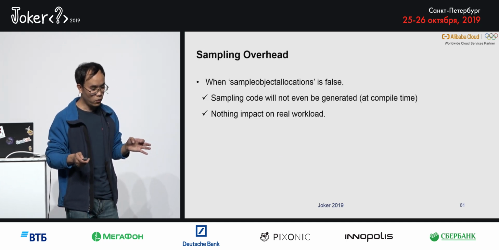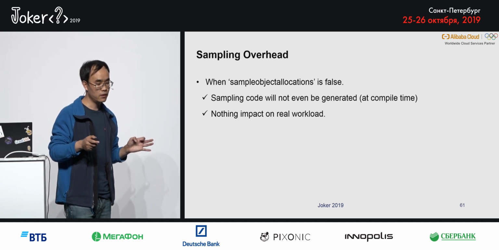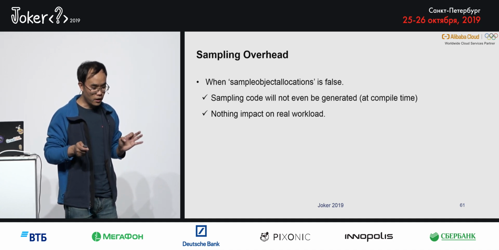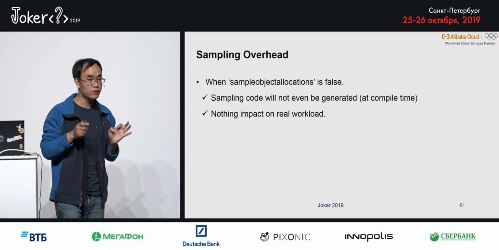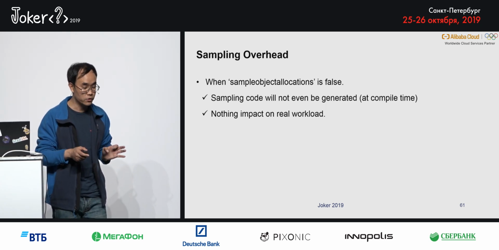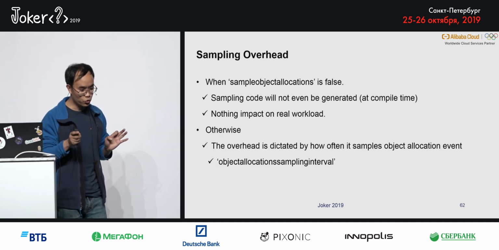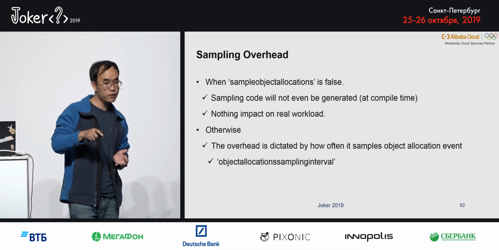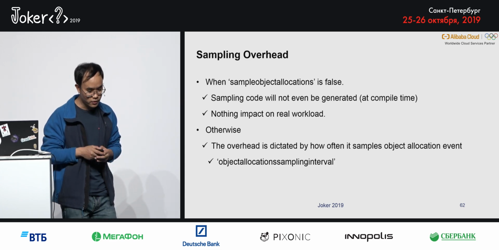So this is the sampling overhead. Maybe you are wondering what's the impact introduced by our solution. The first observation is if the allocation flag is false, the sampling code is not even generated by the C2 compiler at compile time. So there is no impact on your real workload. But if the flag is true, and you use a very low sampling interval, then maybe you will suffer from higher performance overhead.